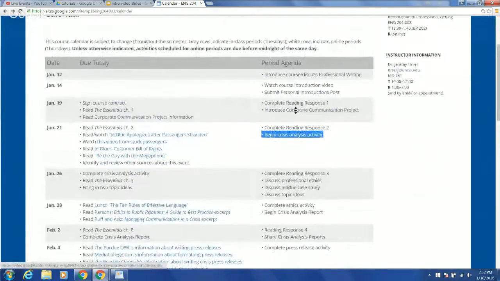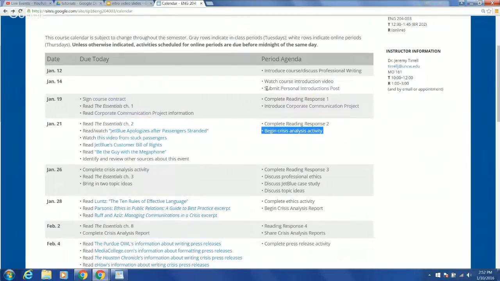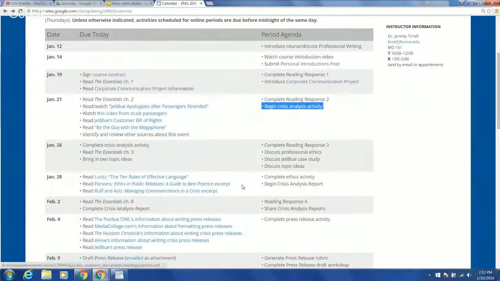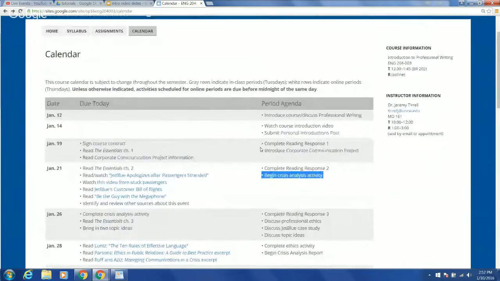As I mentioned, most of the time you're just doing this stuff independently. You're not meeting with me through video chat or something like that. We do that sort of thing occasionally, but I'll let you know when it comes up in advance. Most online periods, you're just independently completing tasks.